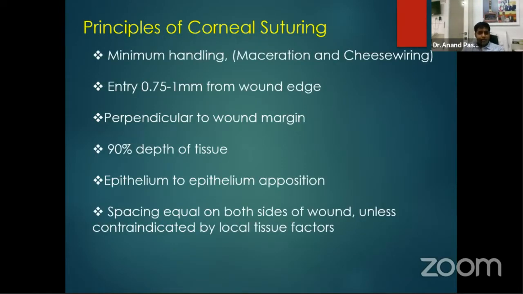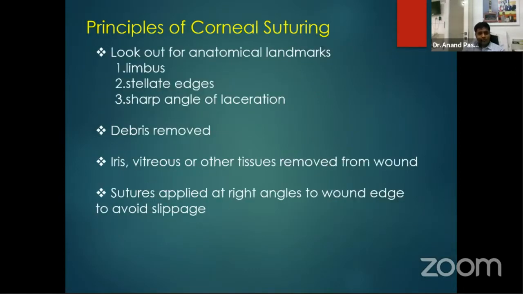What are the primary principles of corneal suturing? There should be minimal tissue handling so as to avoid maceration and cheese wiring. The entry should be 0.75 to 1 millimeter away from the wound edge, perpendicular to the wound margin, and the depth of the entry of the suture has to be at 90% depth of the tissue, so as to achieve the epithelium to epithelium apposition, and the spacing has to be equal on both sides of the wound unless contraindicated by the local tissue factors.